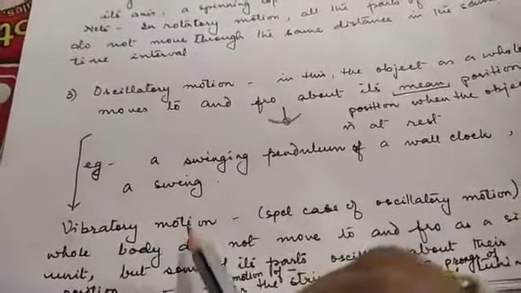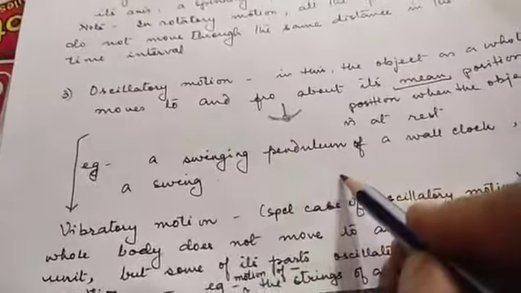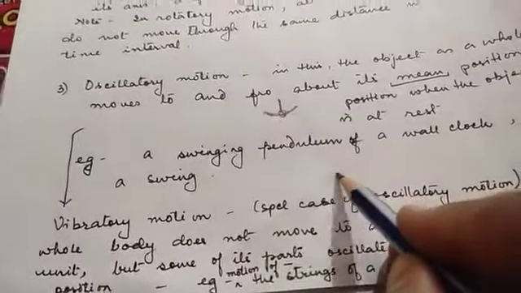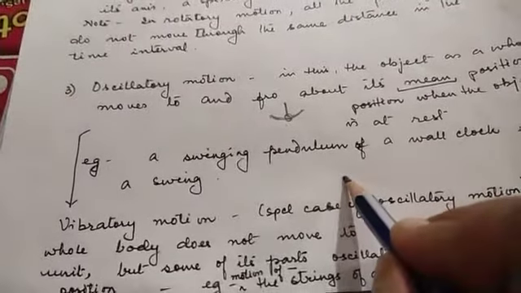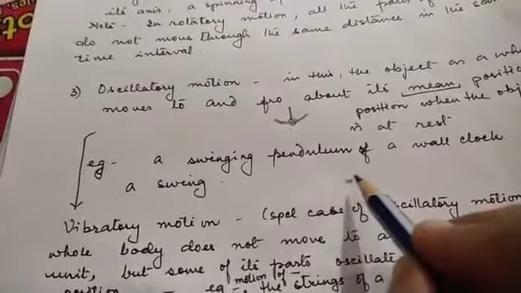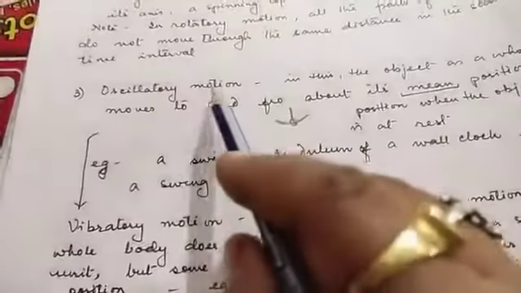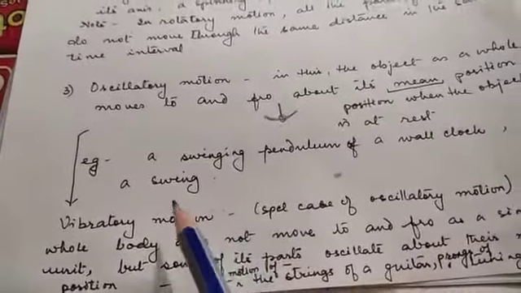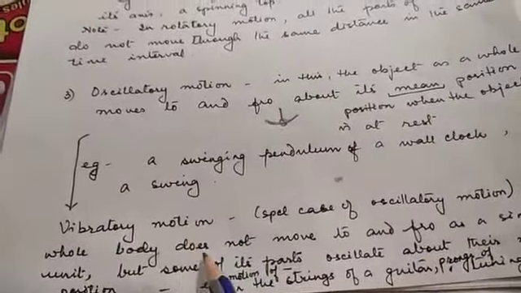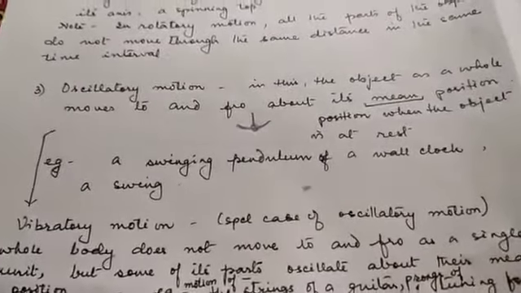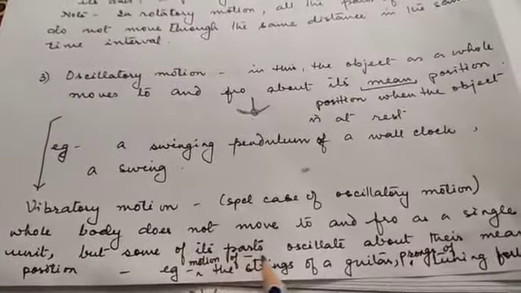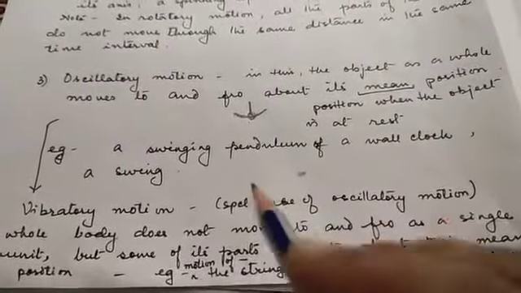Now vibratory motion. Suppose this is swinging, and the rate of oscillation goes on increasing rapidly. If the rate of oscillation increases rapidly, then it turns to vibratory motion. So this vibratory motion is a special case of oscillatory motion. In this the whole body does not move. In oscillatory motion, what was happening? The whole body was moving. But in this, the whole body does not move to and fro as a single unit, but some of its parts oscillate about their mean position.